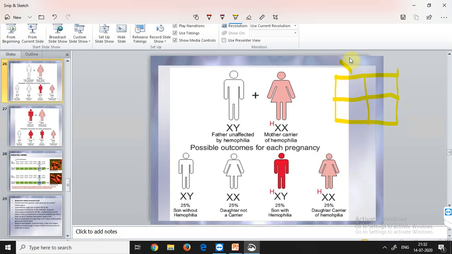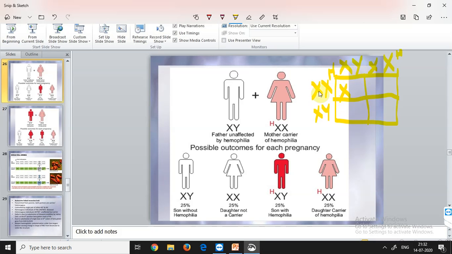XY father, X mother is diseased. Okay, no, sorry, mother is a carrier. Sorry, again X X and XY normal. Now XY father and XX of mother, they crossed. So what is the possibility?